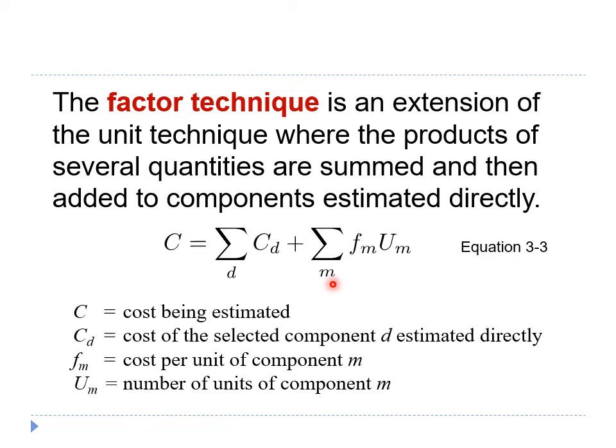The cost of each component is estimated from the product of F and U. F is the cost per unit of the component, and U is the number of units of the component. Okay, the M components are summed together before being added to the first part of the formula.